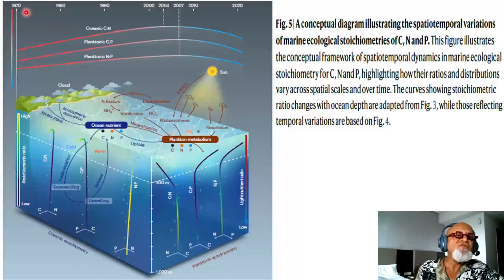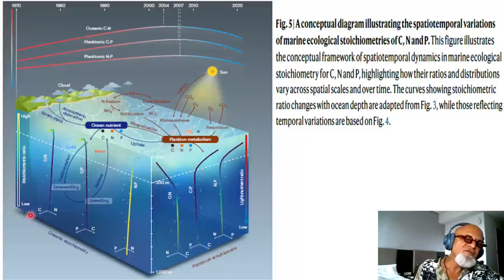So here we are going from 1970 to 2020. Oceanic C to N seemed to increase, and around 2004 to 2007 or so it peaked, and then it's been declining. Planktonic C to P peaked a little bit later, around 2007. Planktonic N to P maybe slightly later, but all are declining here in terms of the ratios.